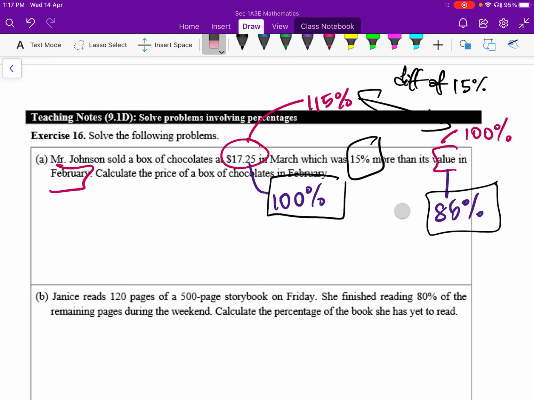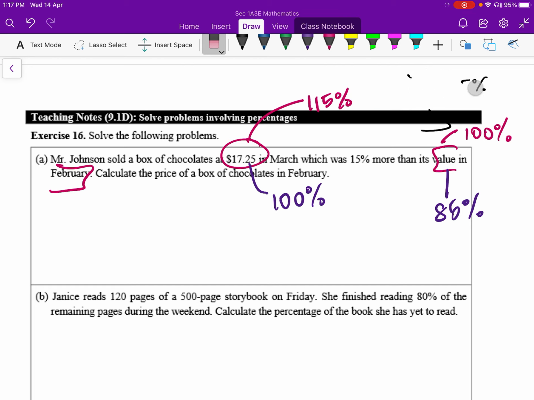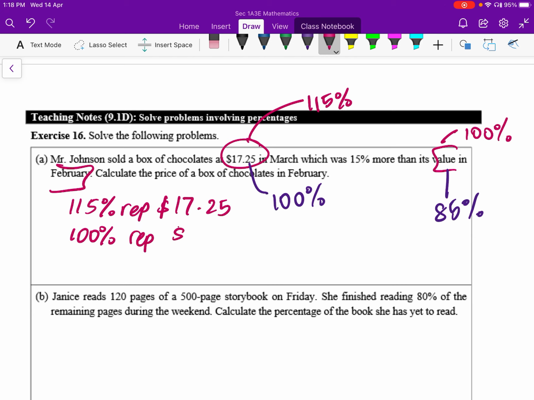I'm going to use the same colors. Let's start with the red one. Okay, so we have 115% represents $17.25. So to find the value in February, we take it to be 100%, represents 17.25 out of 115 times 100. Or you can simply simplify your work: 17.25 times 100 divided by 115, we get $15. Okay, so in red, this is the value in February.